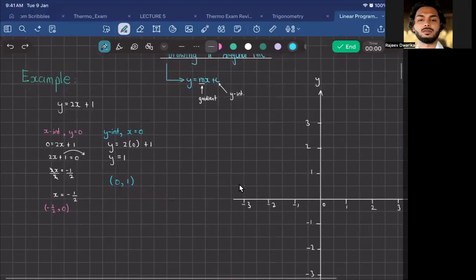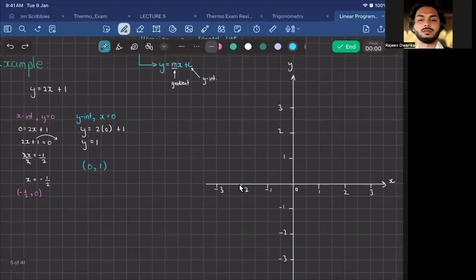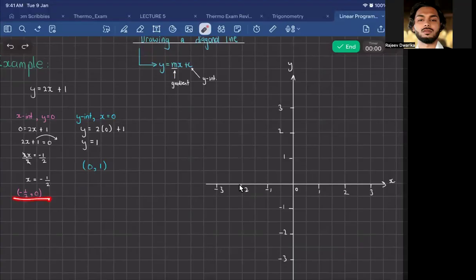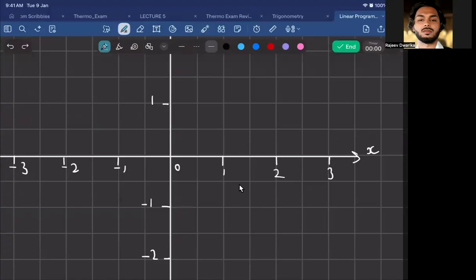Right? That being said, now we could plot our points. So Perseus, let's put minus a half comma 0 first. Tell me Perseus, where would I put that? Would this be along the x-axis or along the y-axis? The x-axis. Yes. So minus a half would be right here, correct? So this point would be minus a half comma 0.